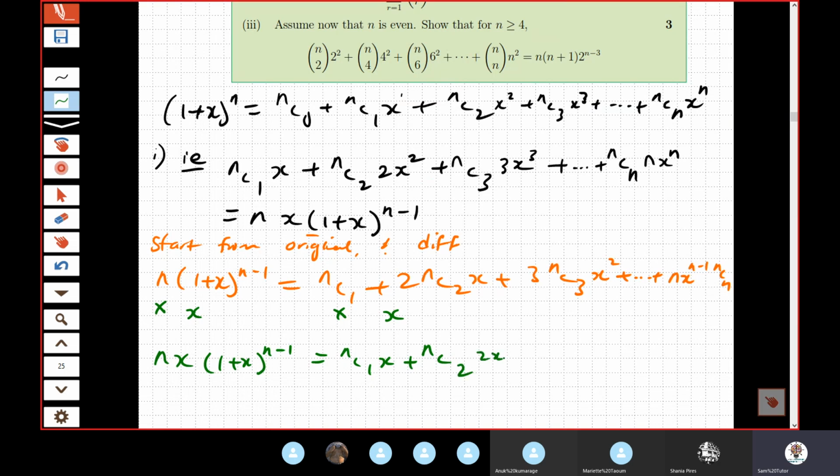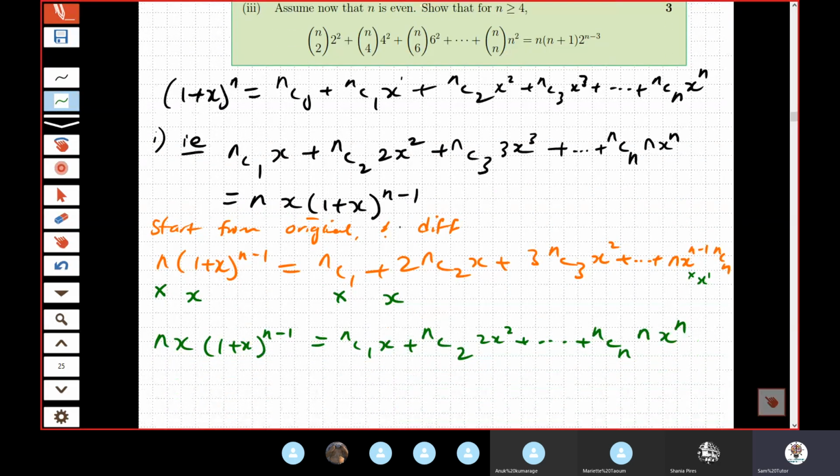n choose 2, 2x squared, plus dot dot dot, plus n choose n, n x to the n. This multiplied by x, the x to the n minus 1 and the x cancel out, you get x to the n. And then n x to the n times n choose n. Happy days. Finished. 2 marks. 2 marks for something that we've done left, right, and center. Just that x. And you said it. You said it's multiplied by x, but you just didn't put it together. You were close.